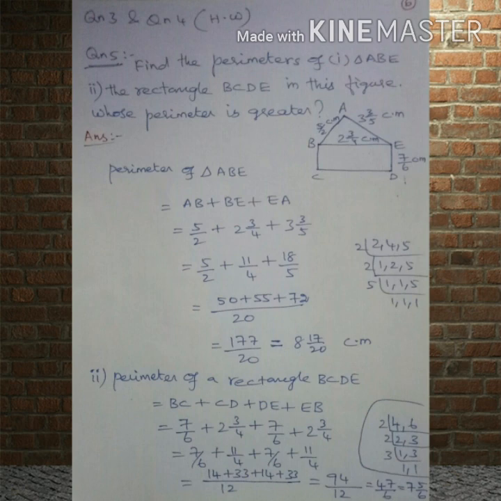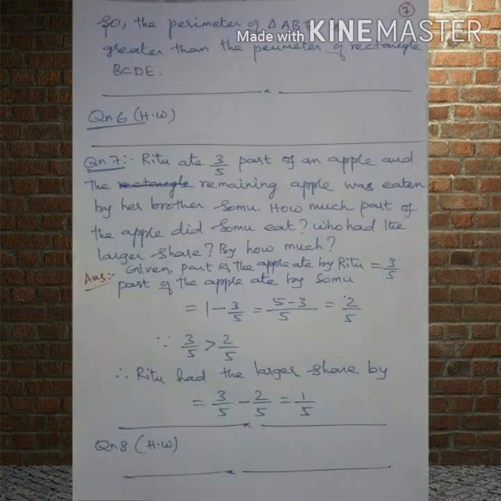It is also an improper fraction, which will be converted into a mixed one. We get the answer as 7 5 by 6. Now look at those two perimeters. This has whole part 7, and that has whole part 8. That means the perimeter of the triangle has 8 as whole part, but the perimeter of the rectangle has whole part 7. So among those two, 8 is greater, so the perimeter of the triangle ABE is greater than the perimeter of the rectangle BCDE.